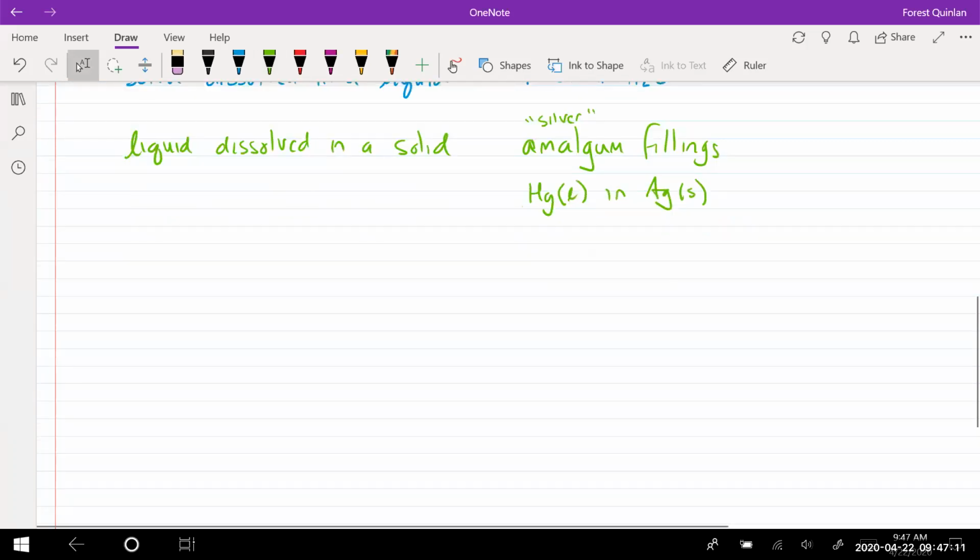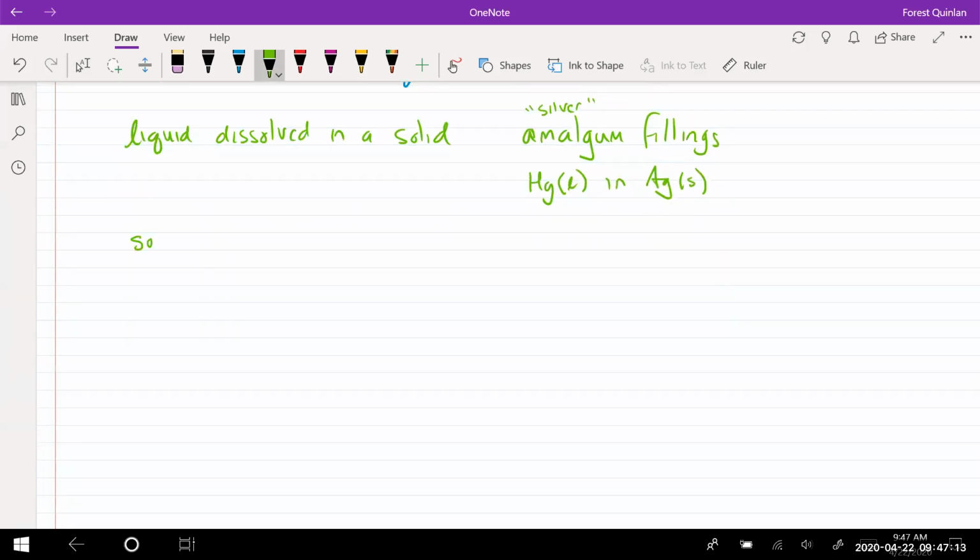And finally, the last one that we do know, even if we didn't know that, is a solid dissolved in a solid. And that goes all the way back to our alloys. So we've got like copper with tin to make bronze. I think bronze or brass. I always forget which one is which.